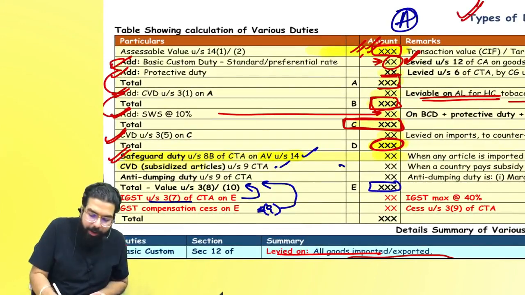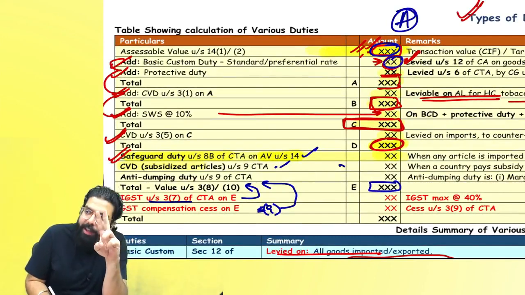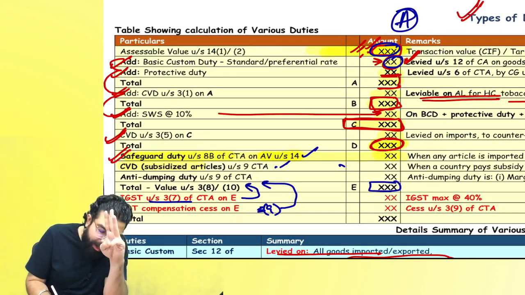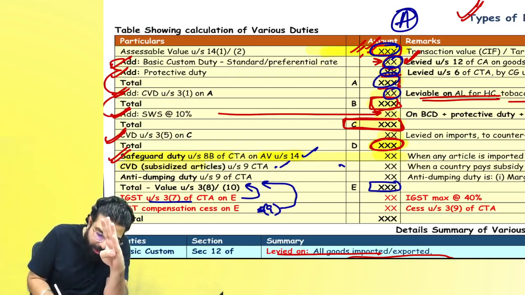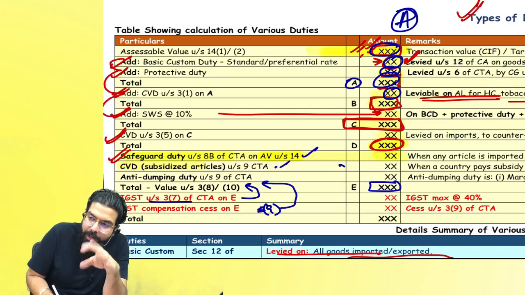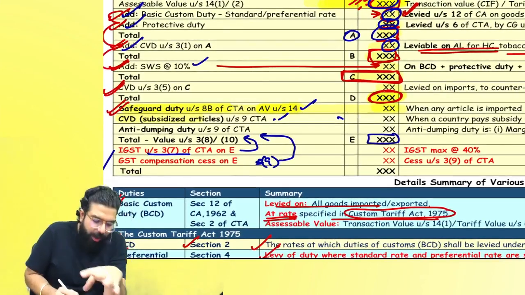You have to remember, first of all, take the transaction value or tariff value, add basic custom duty, which is standard rate or preferential rate. Then add protective duty, and the total will come. On that, add CVD under 3(1), on the value which is the total. Now, on the basic custom duty, protective duty and CVD under 3.1, you will charge social welfare surcharge at the rate of 10%.